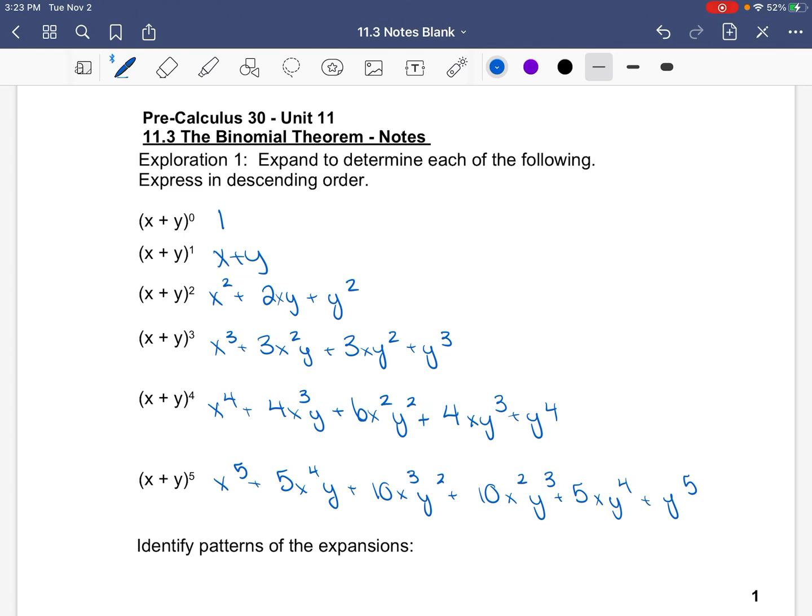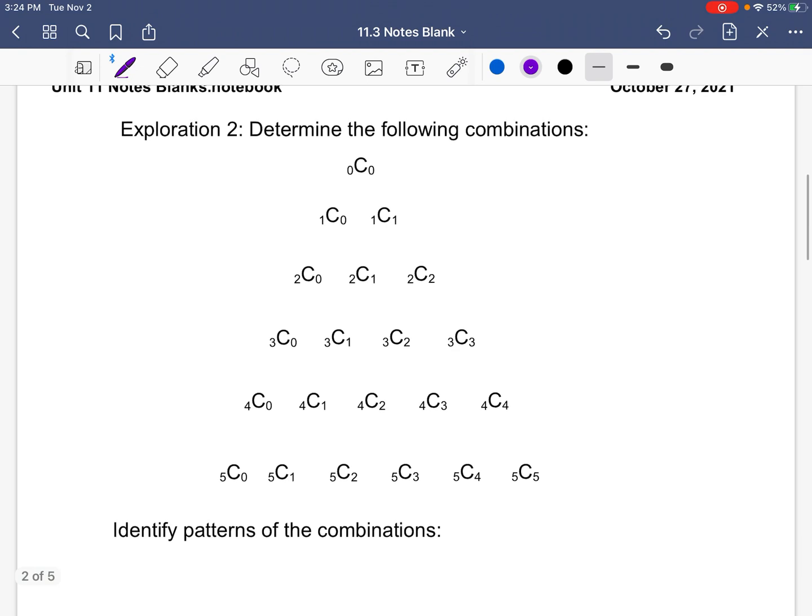Identify any patterns. Well, the biggest pattern is that our powers of x decrease, because this would technically have an x to the 0. We have a cubed, a squared, a linear, and a 0. And our y's increase. We have a 0, a 1, a 2, and a 3. That's the main pattern.